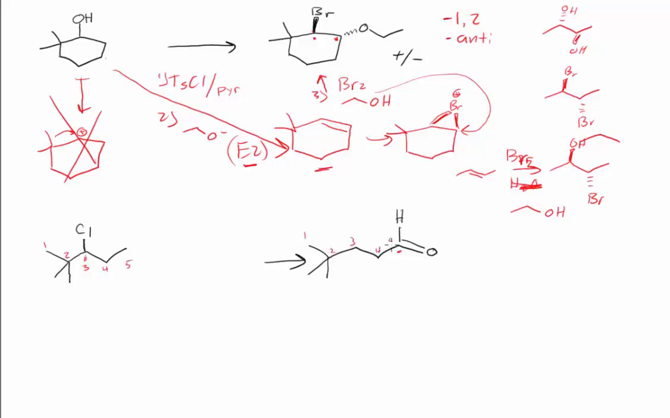It looks like I still have 5 carbons, so I don't need to lose any carbons. I don't need to gain any carbons, so that can be pretty easy. So somehow I need to get functionality at that end group and turn it into an aldehyde. And there are a couple ways that we can make aldehydes.